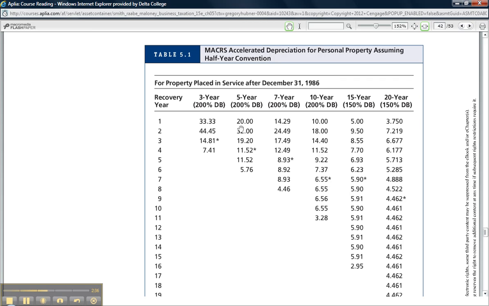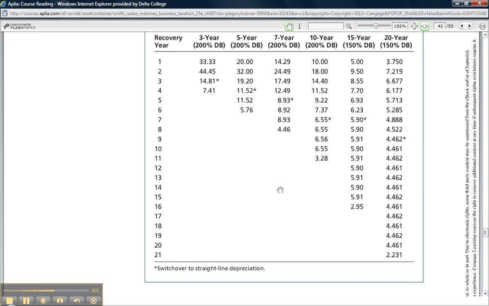Let me see if I can explain that better. You get half of 1 year in the first year, and then you have 4 full years of depreciation, and then you get half a year in the 6th year. Okay, so that sums to 5 years total. 7-year property, you just use this column right here. Again, these add up to 100%. You get half of a normal first year in the first year, and then you get half in the last year. So that's what the half-year convention means.